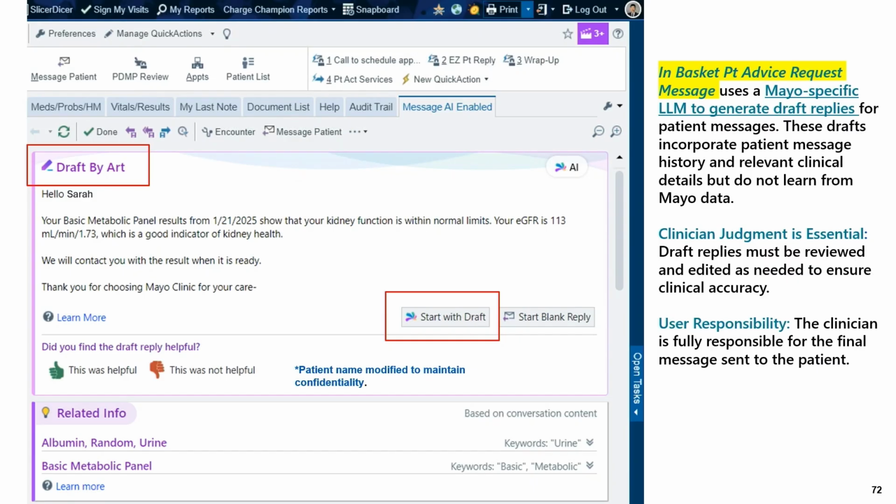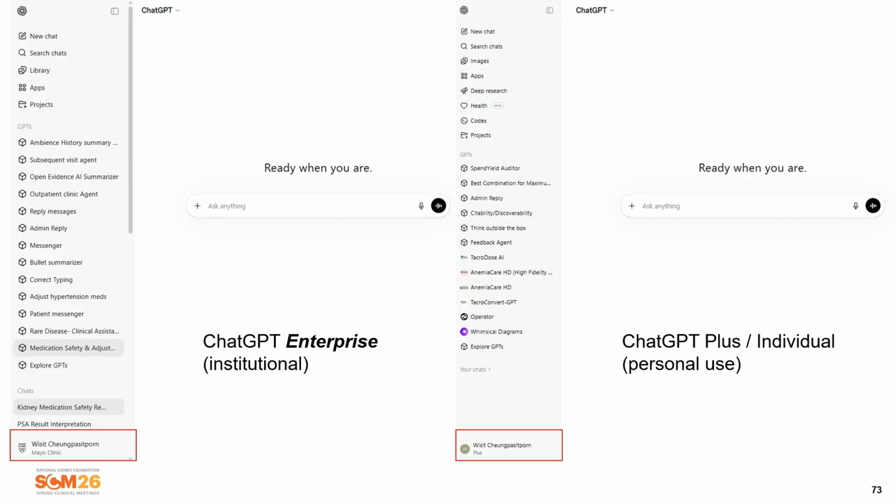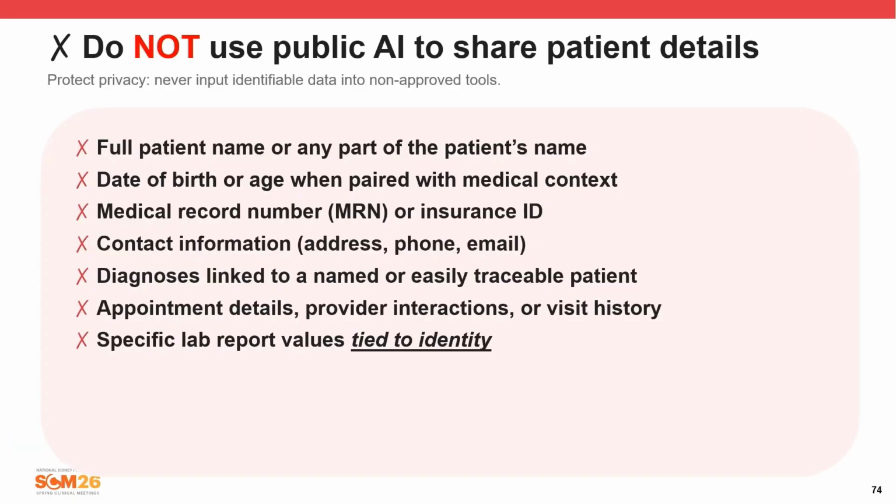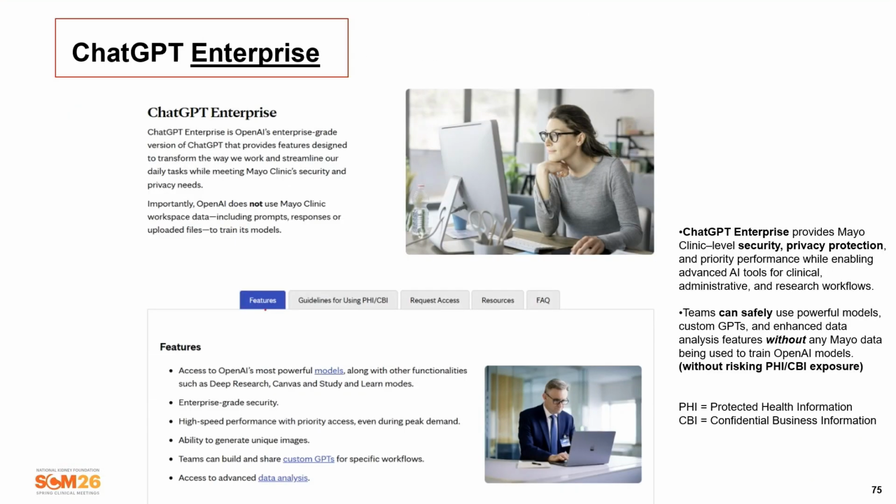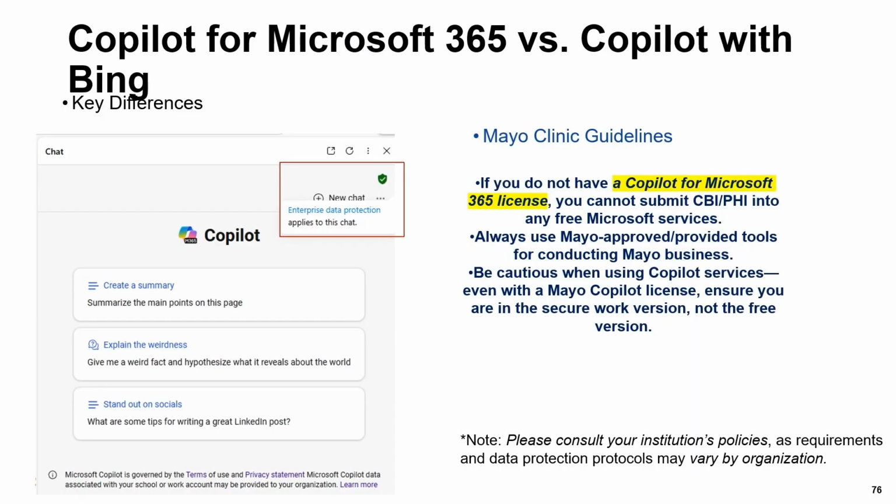incorporated into the electronic health record that helps communicate the lab results to the patient. At Mayo Clinic, we have an enterprise contract with GPT and Copilot. It's different per institution. My ChatGPT is different from my personal ChatGPT. We do not use public AI for patient care at Mayo Clinic, and we emphasize that we do not put PHI data into the public GPT. Again, we have the enterprise version of ChatGPT as well as Copilot.